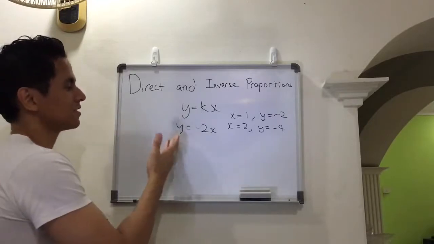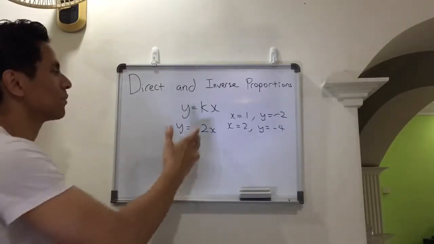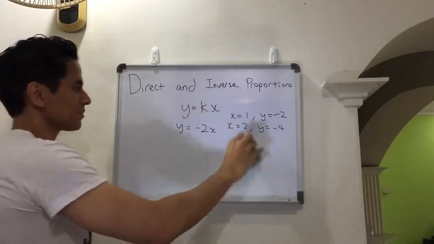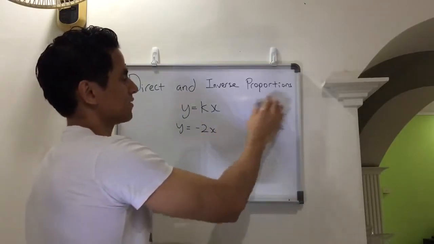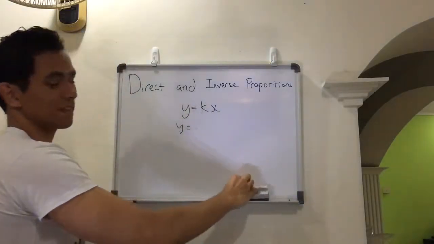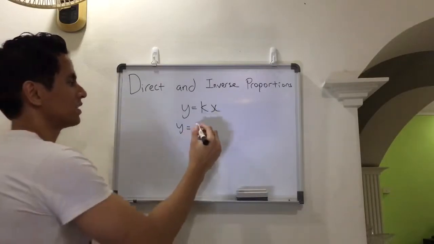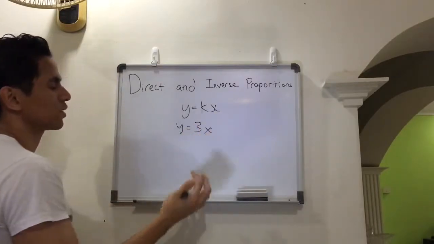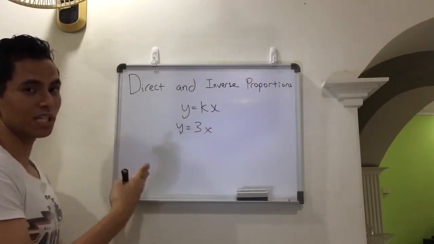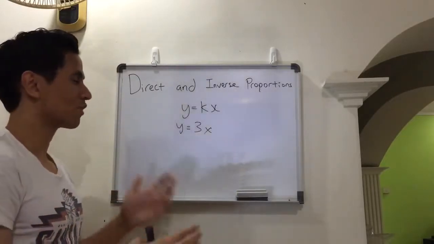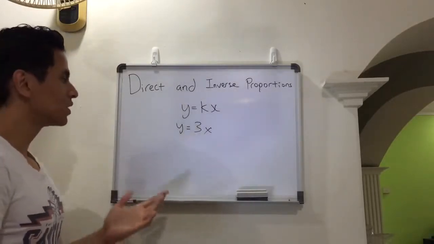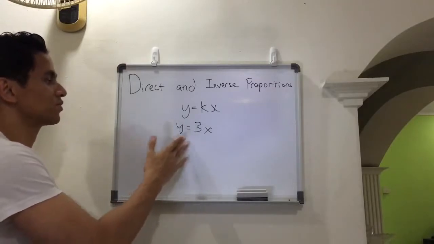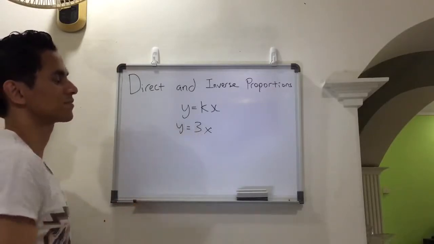Of course, this is the more complicated example, whereby k is a negative number. Now k can also be a positive number, which is fairly straightforward. So y equals 3x. If x was 1, y will be 3, and if x was 2, y will be 6, etc. So that is just some things you need to know for direct and inverse proportions.